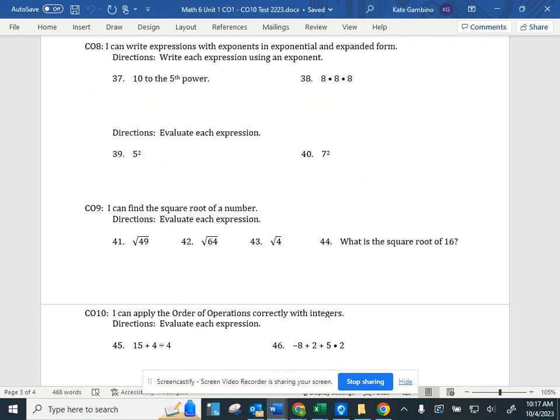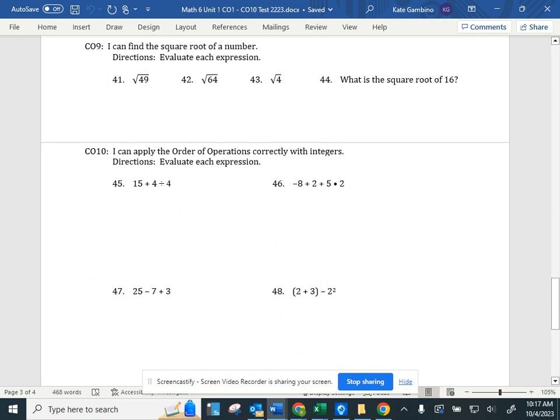All right, CO9, square roots. So the square roots, remember, you need to look to see what number do I multiply by itself to get that. So 49 is 7 times 7. 64 is 8 times 8. 4 is 2 times 2. And 16 is 4 times 4. Okay. Any questions on square roots?